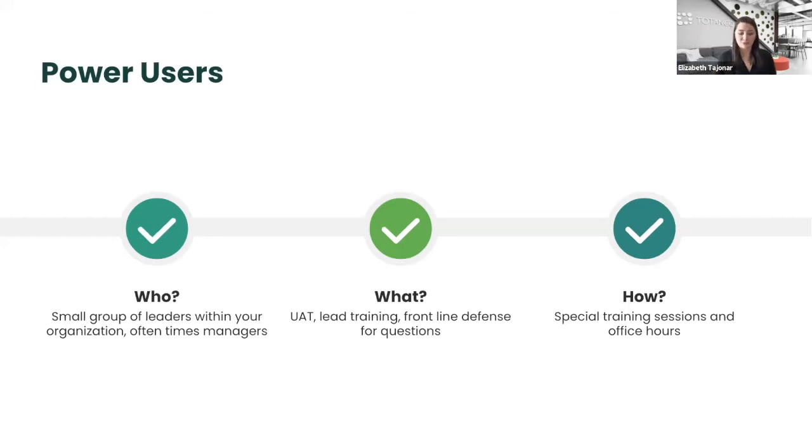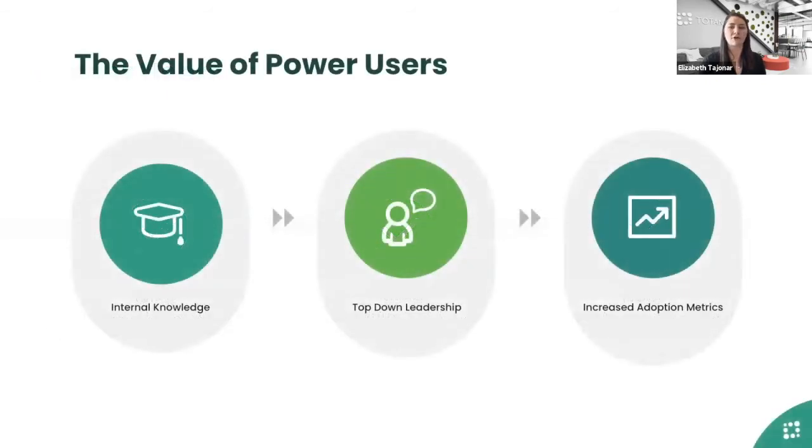What exactly were they tasked with doing? These power users helped us with our user acceptance testing once configuration was complete. They helped us to lead trainings for end users. And in an ongoing status, they are our frontline defense for questions. They are that internal knowledge base, as I mentioned before, and they are super critical to the ongoing growth of Tatango within Qlik. How do we enable them? This is very important. The way we enable these power users is through special training sessions and office hours. So there was an approach that I'll go over shortly that relates to the enablement plan.